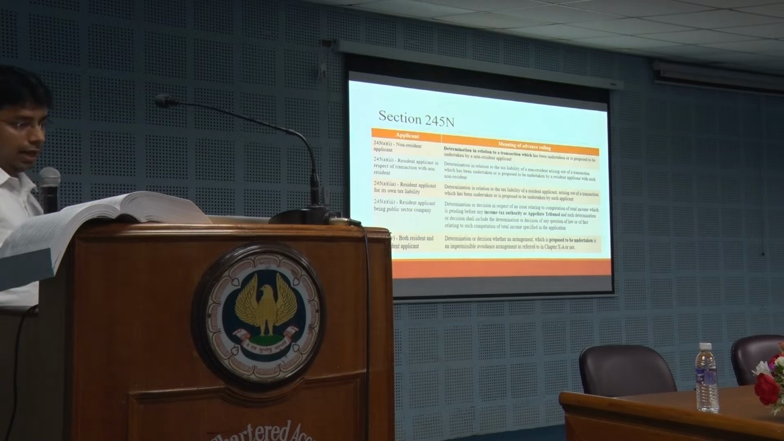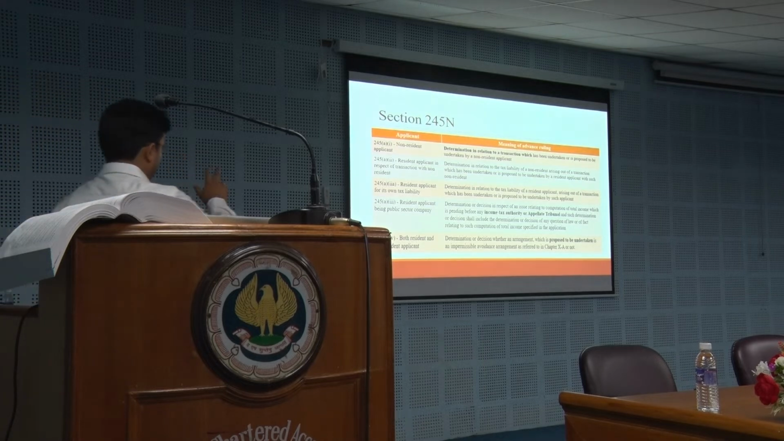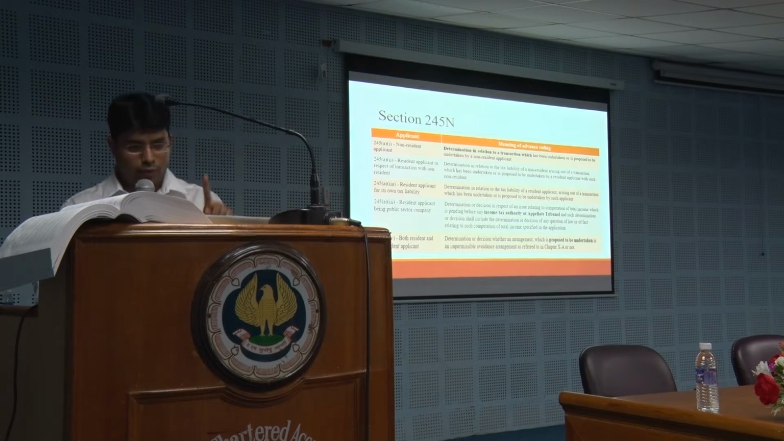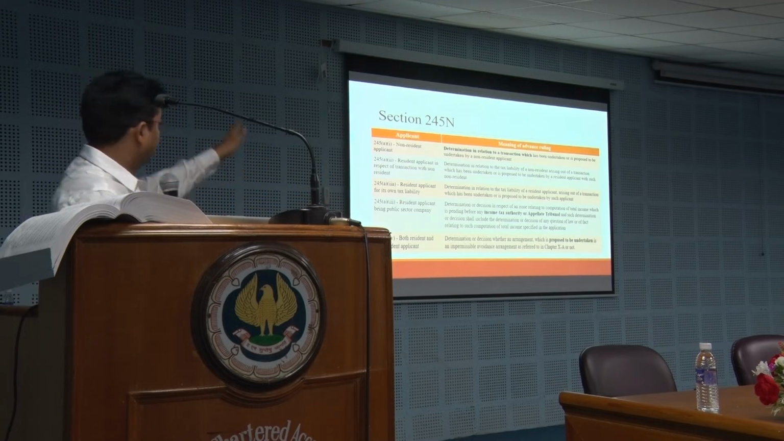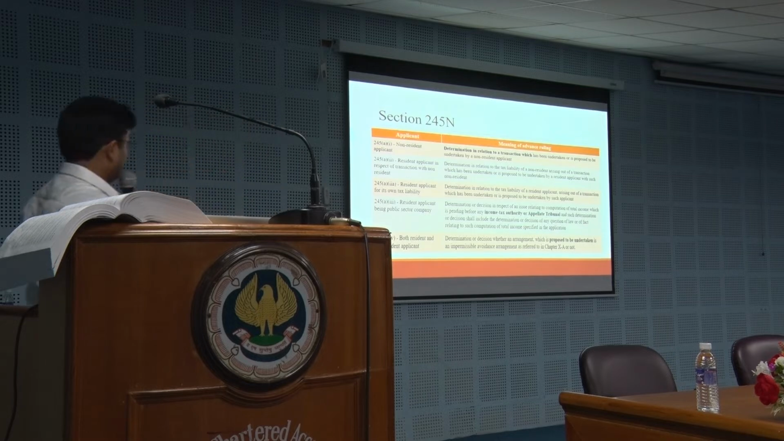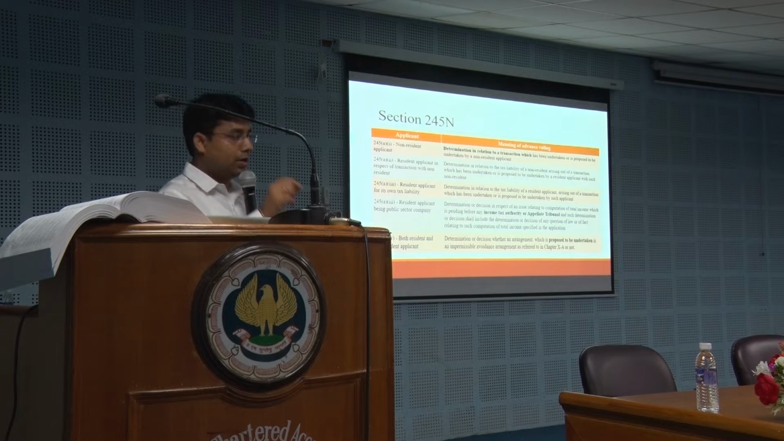So, I have divided the entire section 245N into this. So first is 245. There is some typo error. It should be 245NA1. You can read 245N in between. So 245NA1, which deals with the meaning of advance ruling for a non-resident applicant.